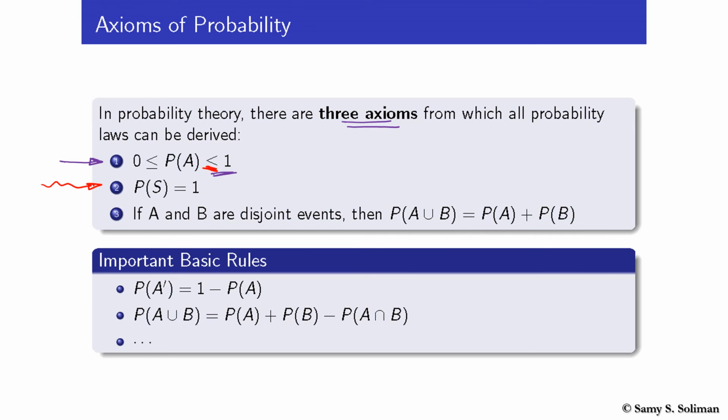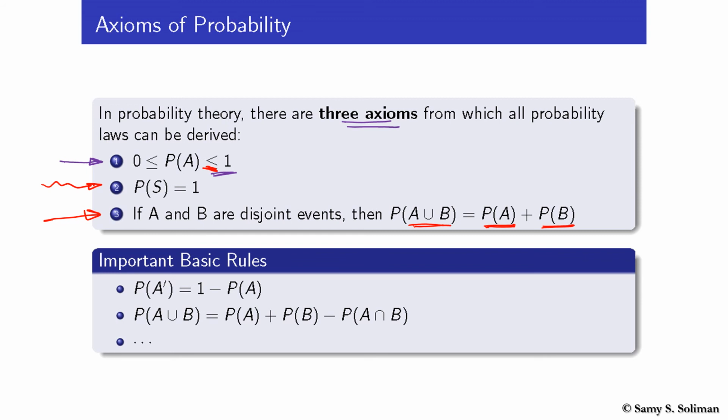And the third axiom is related to mutually exclusive events or disjoint events. So if we have events A and B which are disjoint, then the probability of their union is the probability of event A alone plus the probability of event B alone. This addition rule also is a logical rule and makes sense, because if two events are mutually exclusive, then the union is just the elements in A and the elements in B.